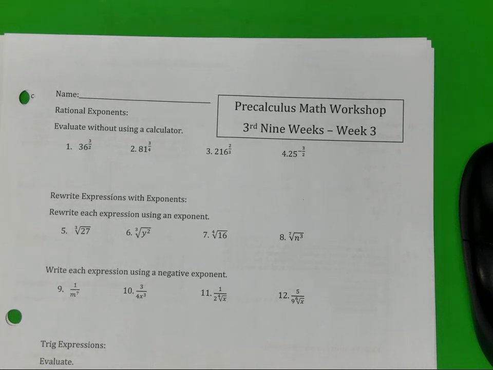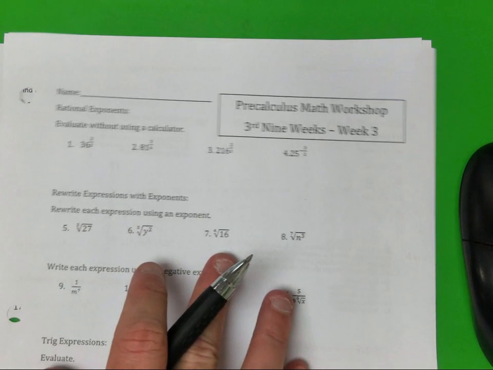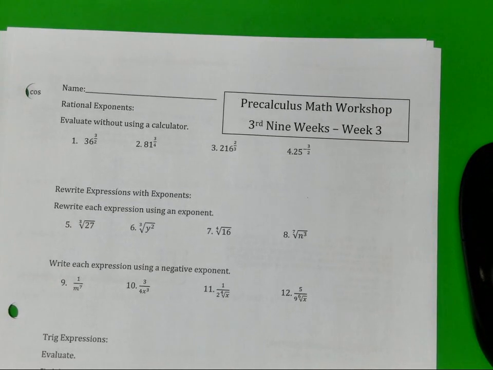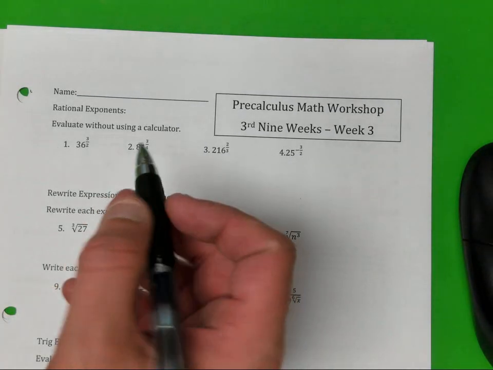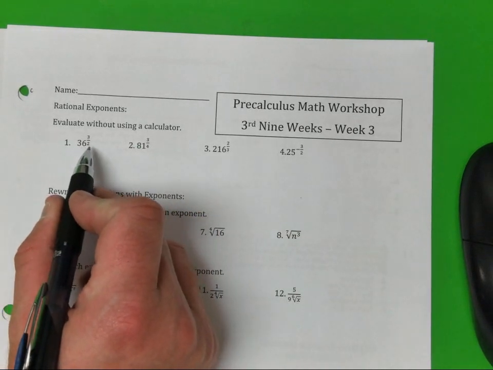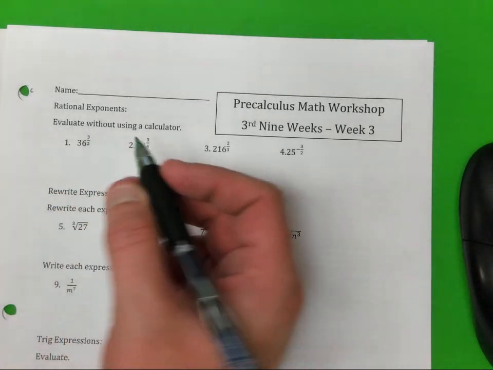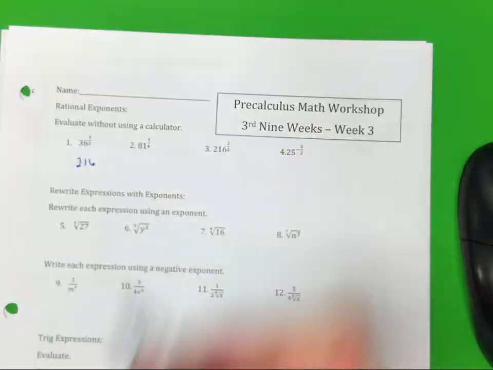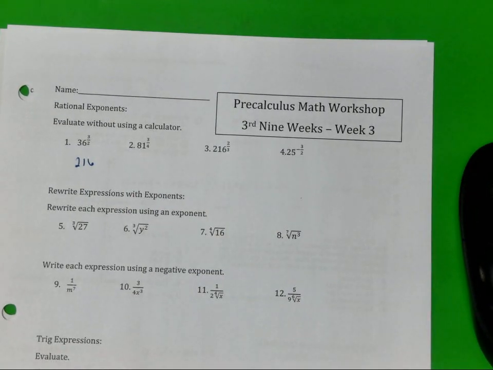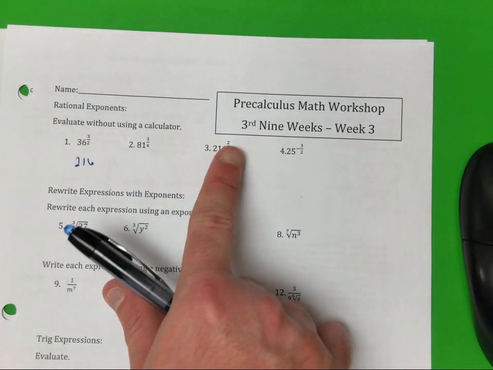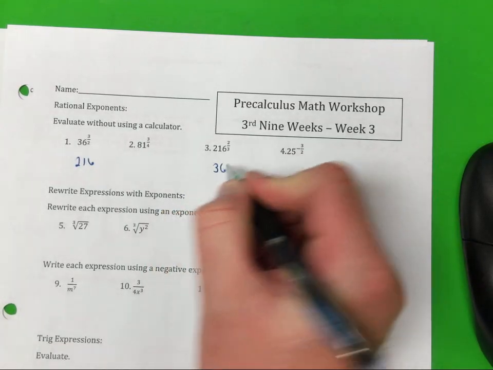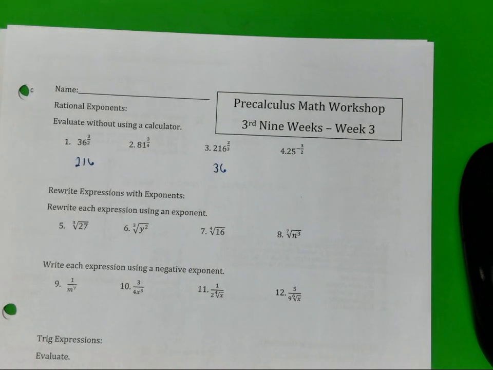Alright, number 1, it says evaluate without using a calculator. We have rational exponents. 36 raised to 3 halves. So remember the number in the denominator is the root. Root lives underground. That's how we remember it. Square root of 36 is 6. 6 cubed is 216. Number 3, 216 raised to 2/3. The cube root of 216 is 6. 6 squared is 36.